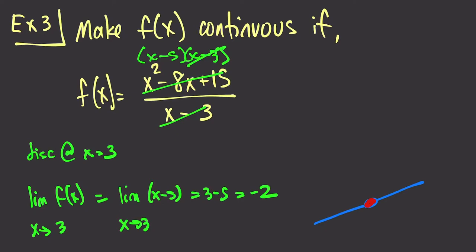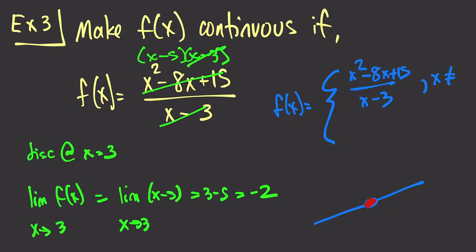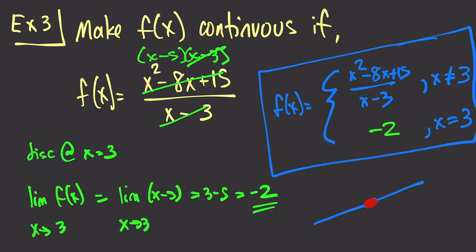All right, so here's going to be the solution. f of x equals the original function, not the simplified version, but x squared minus 8x plus 15 over x minus 3, everywhere except where it has discontinuity. So everywhere except 3. And then when x equals 3, what we have to do is fill this hole again right here. So that's going to be negative 2. And that is a function that is now continuous.